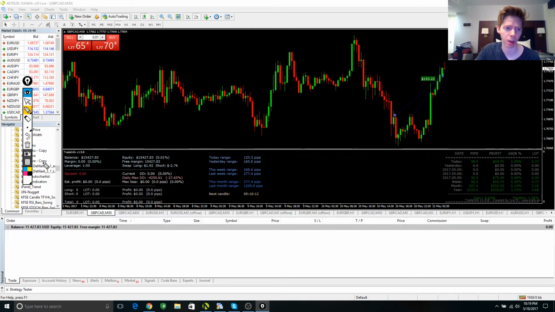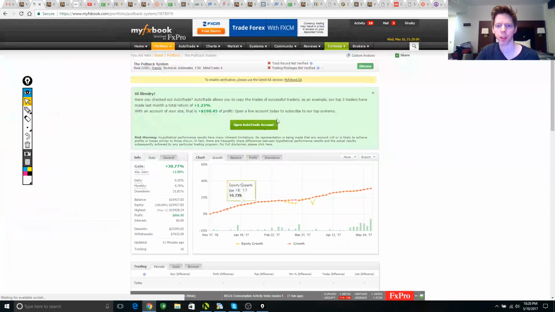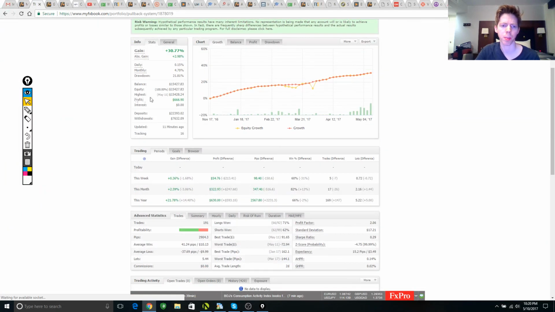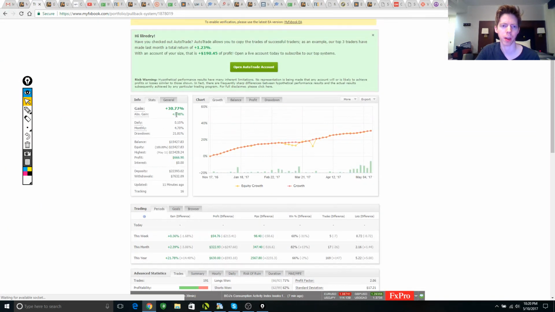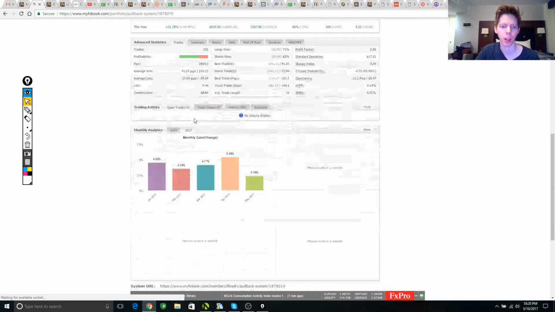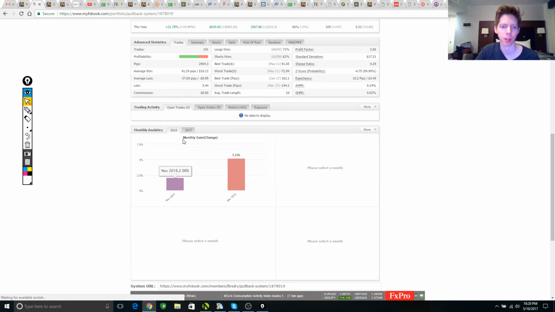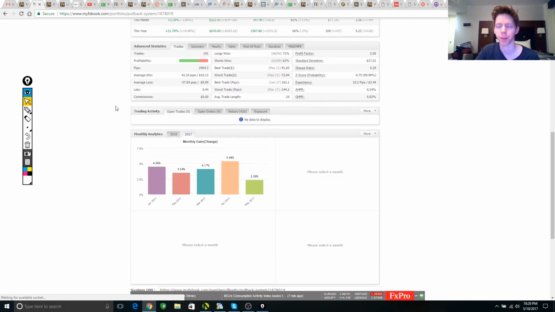Now typically, if this was a larger account, like $100,000, 98 pips or a 0.36% gain would actually be very substantial. But this is only 15,000, but that may change soon. So let's get into that for the next couple of minutes. I can show you the profits today on my FX book, and a total of 30.77% on this account. Yeah, it's the same account that's been going since November of 2016.